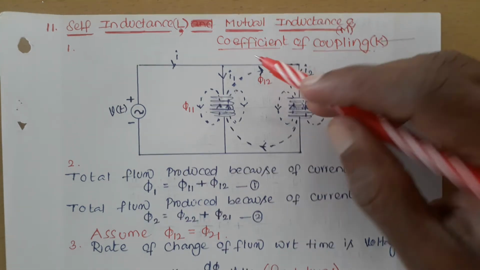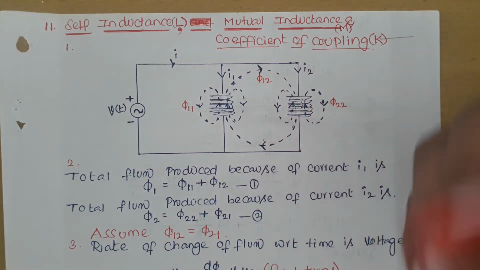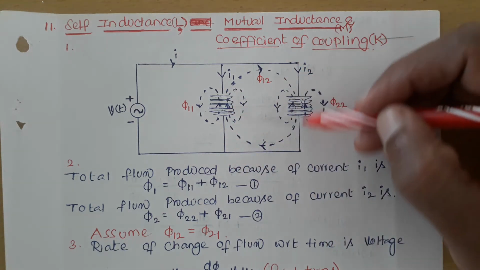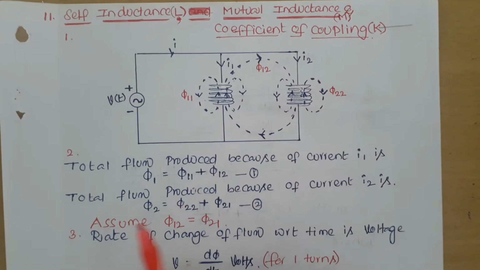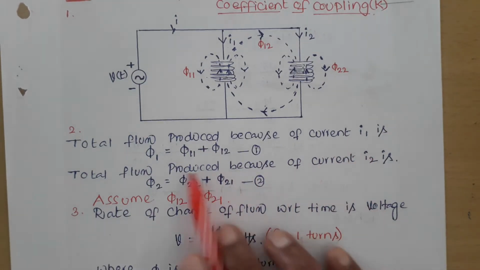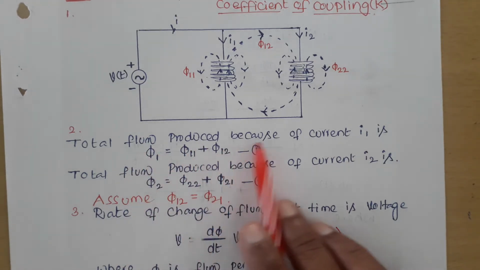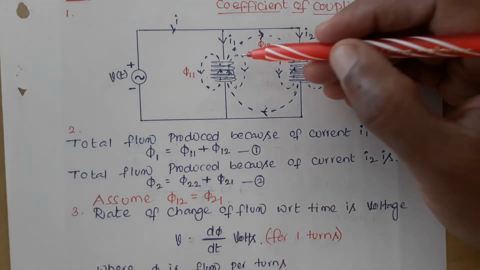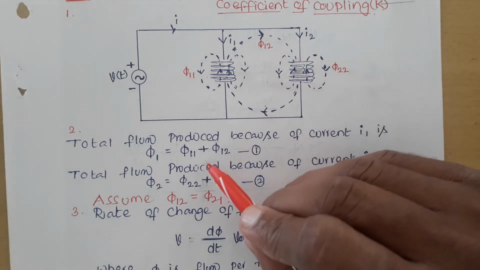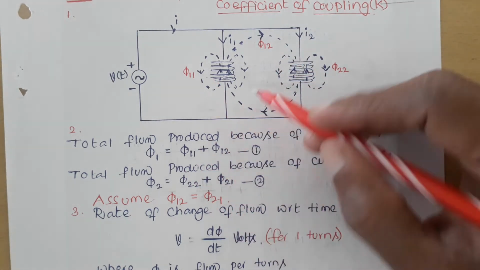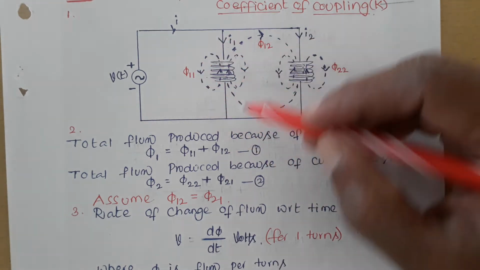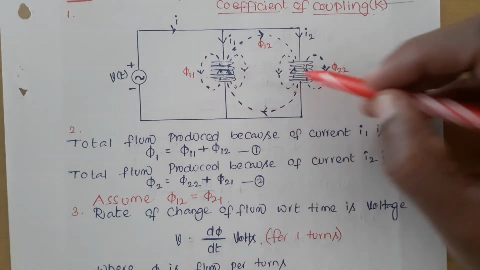Because of I1, there is a flux developed in coil 1. Because of I2, there is a flux developed in coil 2. Here the total flux produced because of current I1 is phi 1. So I1 produces flux phi 1. Phi 1 has two components, phi 11 plus phi 12. Here phi 11 is the flux which touches only that coil, and phi 12 is the flux which touches both the coils.